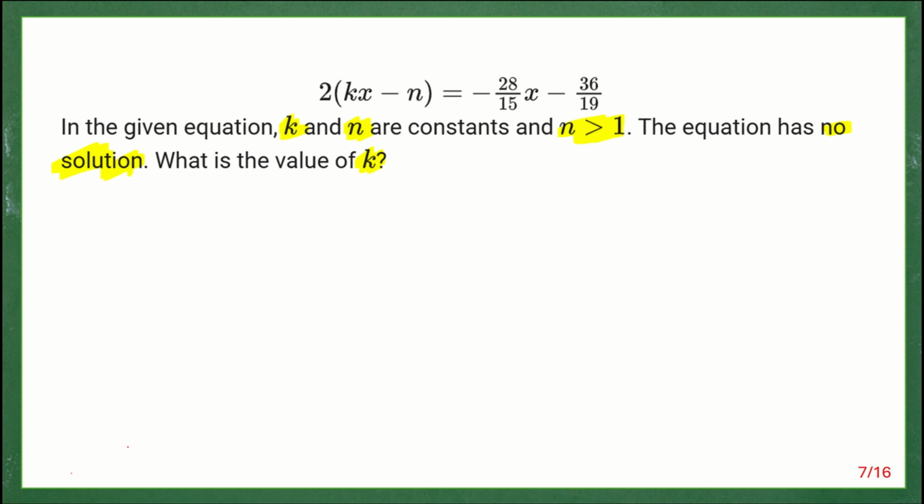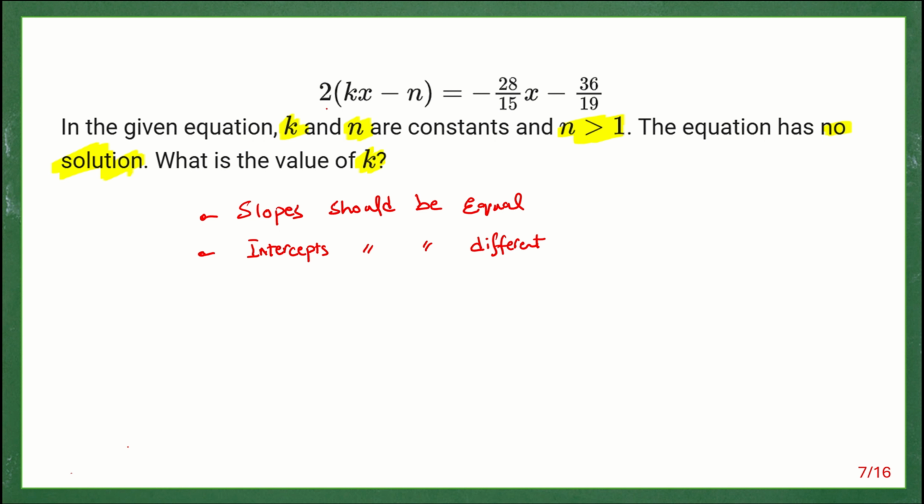Okay, and if that is the case, their slopes should be equal, and the intercepts should be different. Okay, so these are the two conditions whenever we are given that the equation has no solution. So let's figure out what are the slopes and intercepts here, and with that we can calculate what will be the value of k here.